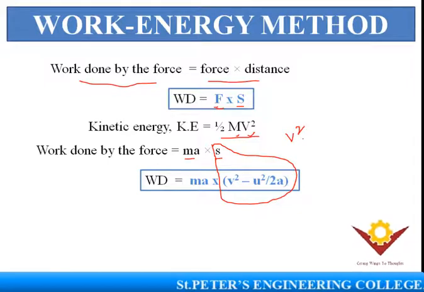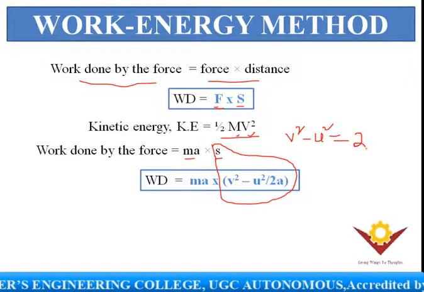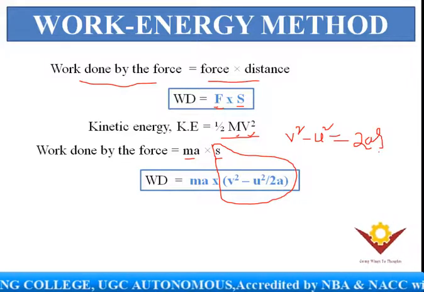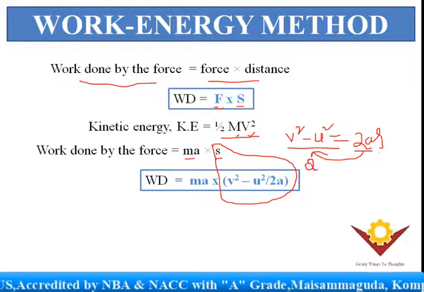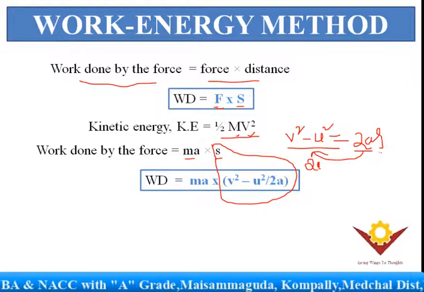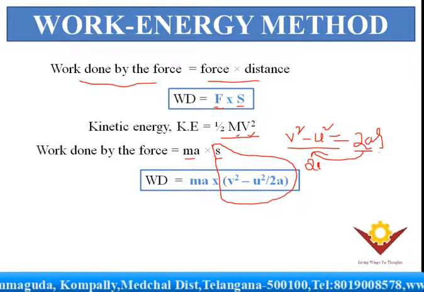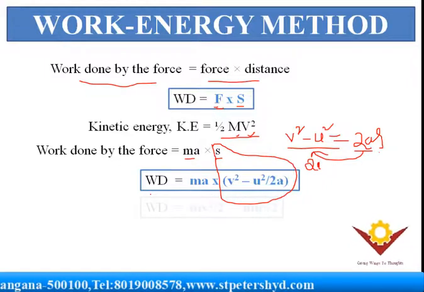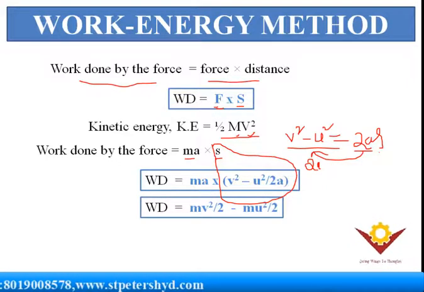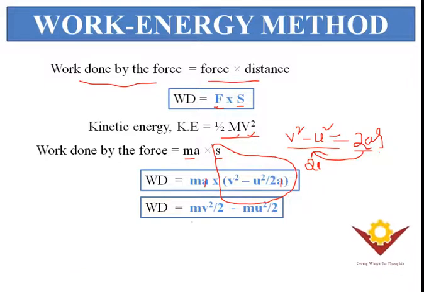V square minus u square is equal to 2as. If you bring this 2a to this side, it will be divided by 2a, and finally S is equal to v square minus u square divided by 2a. The force is ma and the distance is v square minus u square divided by 2a. If you resolve this, you can cancel this a, and finally you get mv square divided by 2 minus mu square divided by 2.